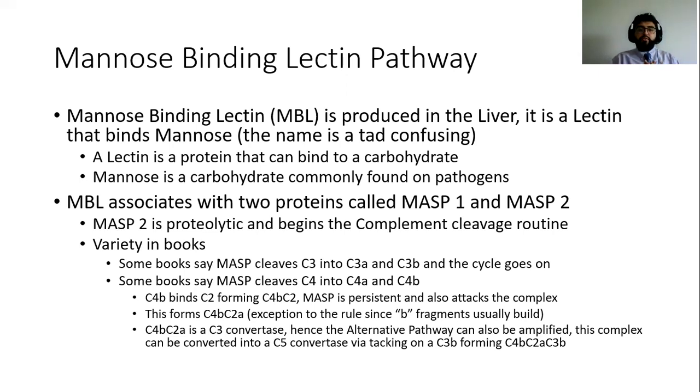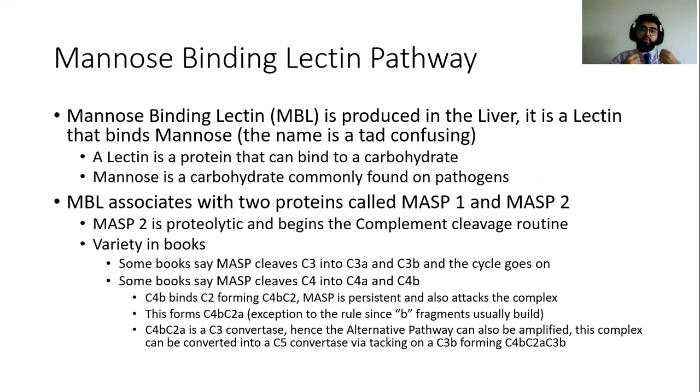So MBL is going to associate with two proteins called MASP1 and MASP2. I don't want to confuse anyone, but last lecture we spoke about RAG1 and RAG2. Those are somatic recombination enzymes. These have nothing to do with these. I know they sound kind of similar and have one and two, but they're not the same. Don't confuse them. Two proteins called MASP1 and MASP2 associate with MBL.